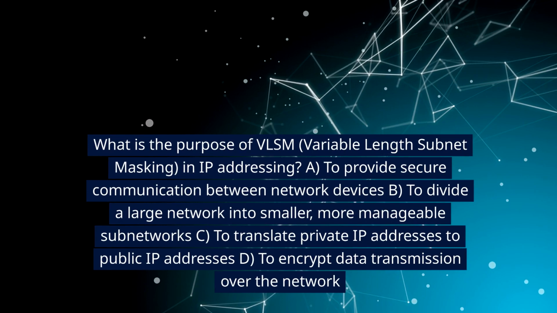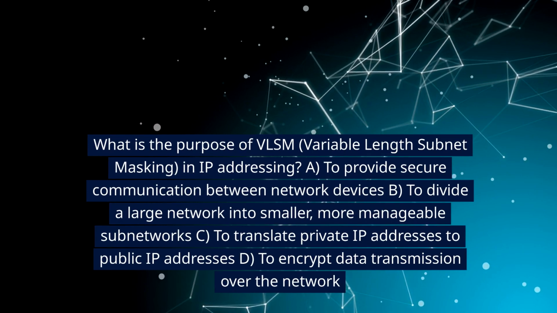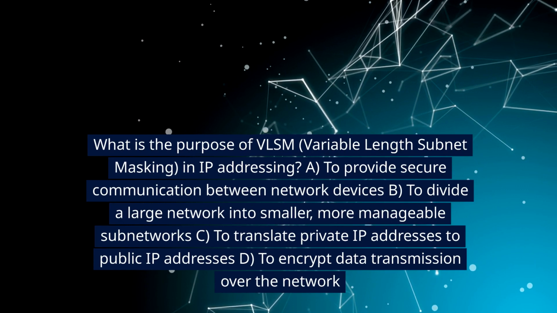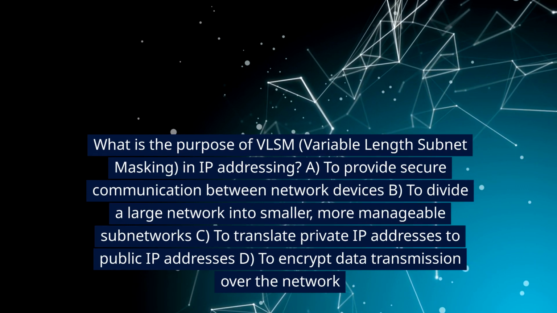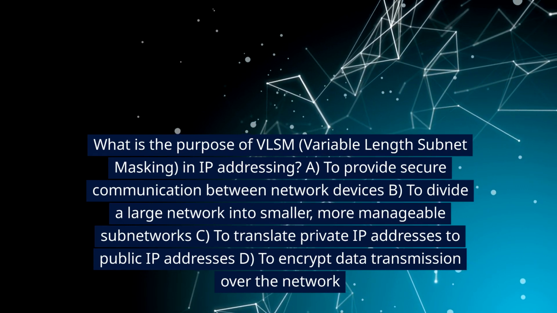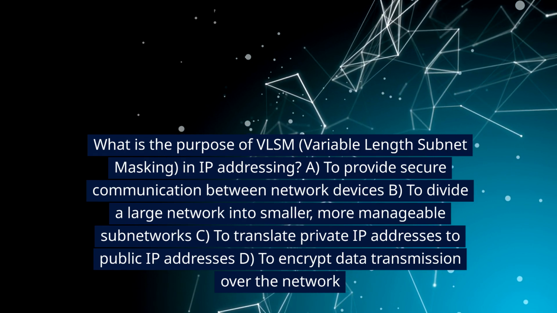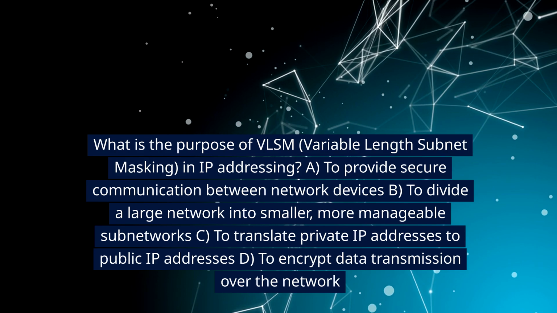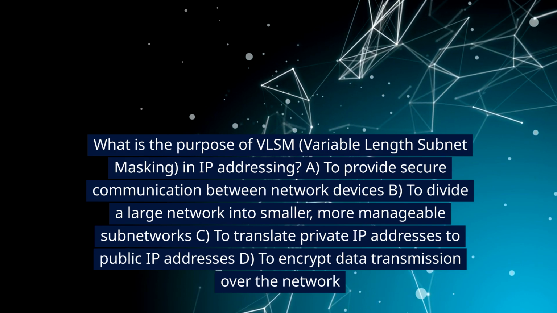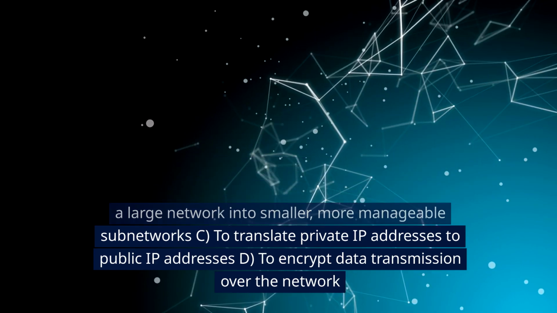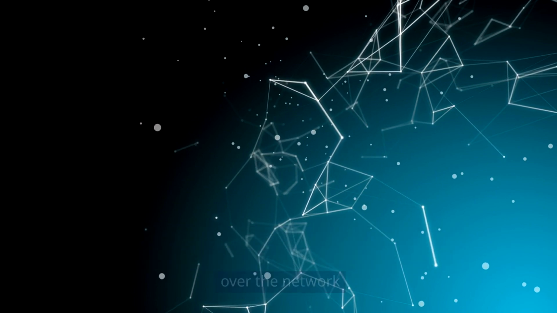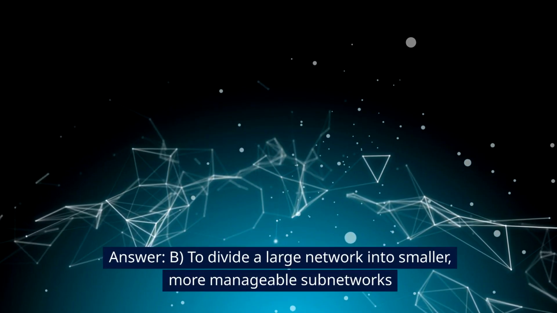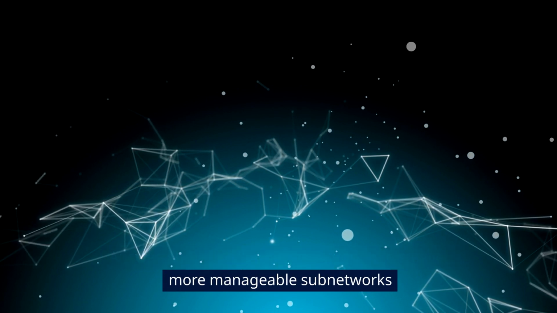What is the purpose of VLSM, variable length subnet masking, in IP addressing? A. To provide secure communication between network devices. B. To divide a large network into smaller, more manageable subnetworks. C. To translate private IP addresses to public IP addresses. D. To encrypt data transmission over the network. Answer: B. To divide a large network into smaller, more manageable subnetworks.